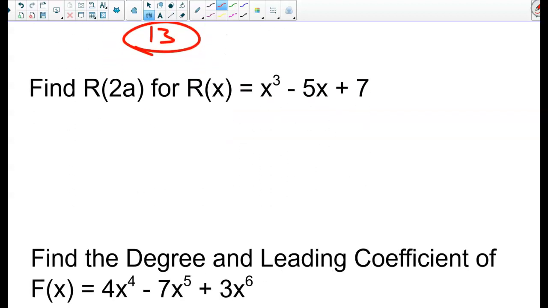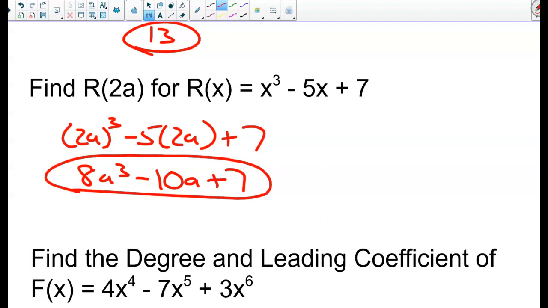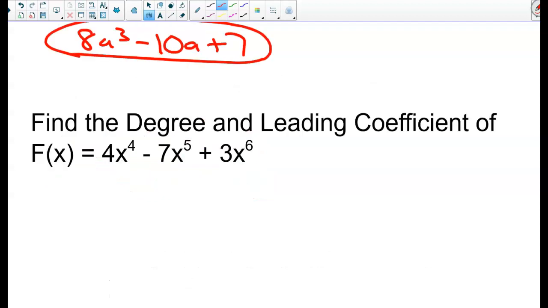See how r is 2a? You plug that in for x. 2a cubed minus 5 times 2a plus 7. 2a cubed is 8a cubed. Negative 5 times 2a is negative 10a plus 7. That's it.